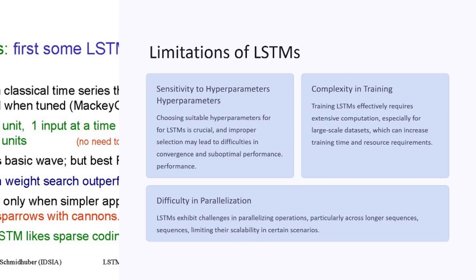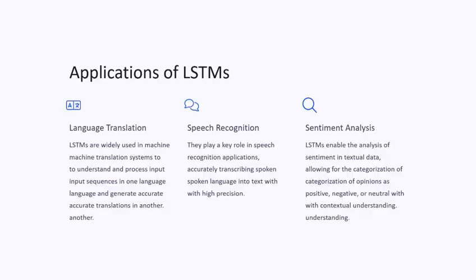A second limitation is complexity in training. Training LSTMs effectively requires extensive computation, especially for larger scale datasets, which can increase training time and resource requirements. And the third limitation is difficulty in parallelization. LSTMs exhibit challenges in parallelizing operations, particularly across longer sequences, limiting their scalability in certain scenarios.